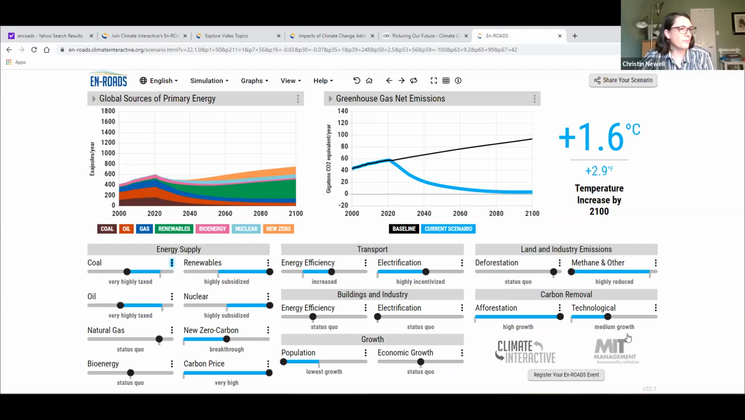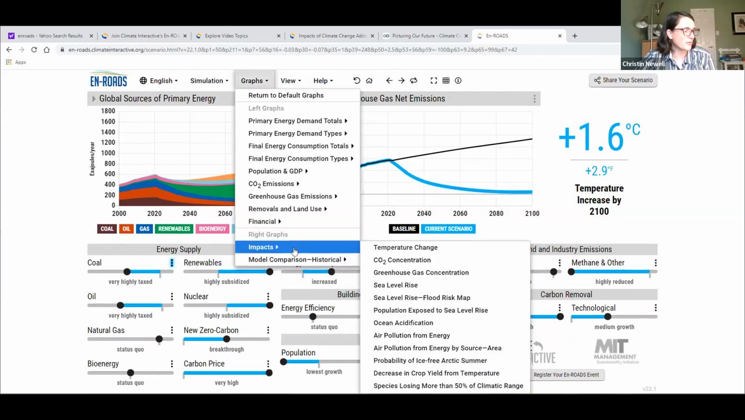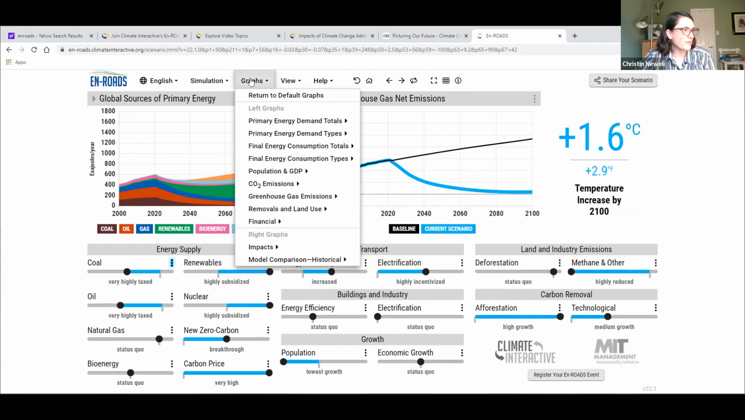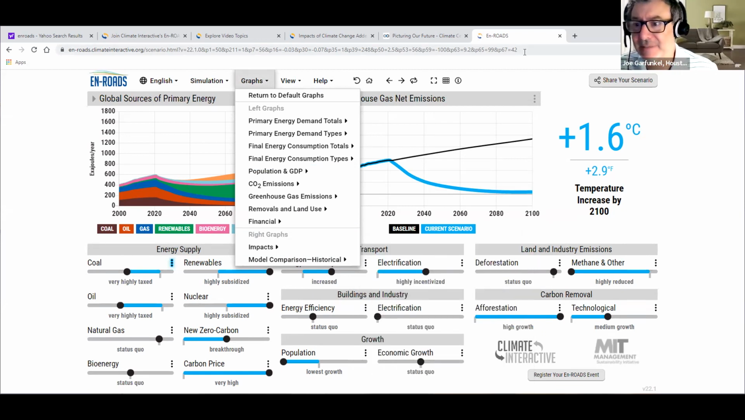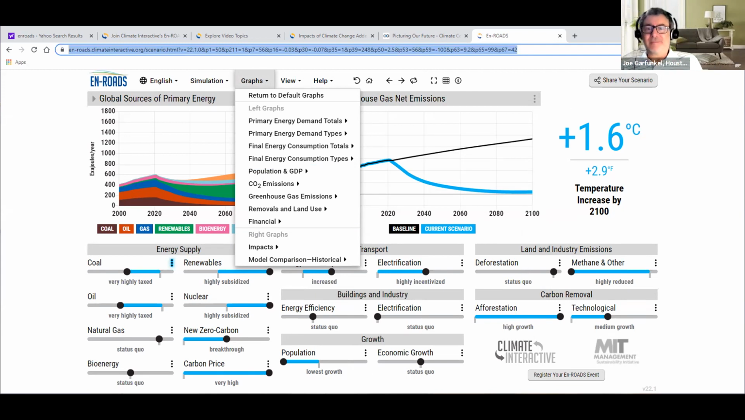So we now have a model that gets us to 1.6. Let me show you some of the new features under impacts. So graphs. Christian, before I forget, if you could place the web link for this scenario in the chat so everybody can have that and play with it at home if they'd like to. Sure. Thank you.